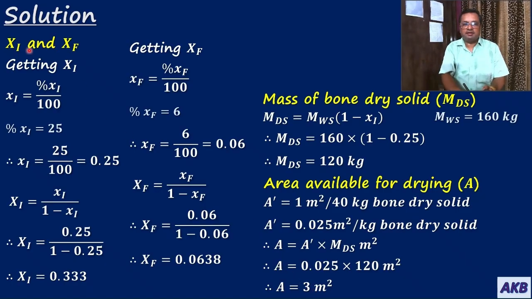So in this way we have got capital Xi, capital Xf, we have got mass of bone dry solid, and now we also have got the area that is available for drying. So I hope the steps are clear to you. If you have any doubts, you please mention them in the comment section. Let us move.